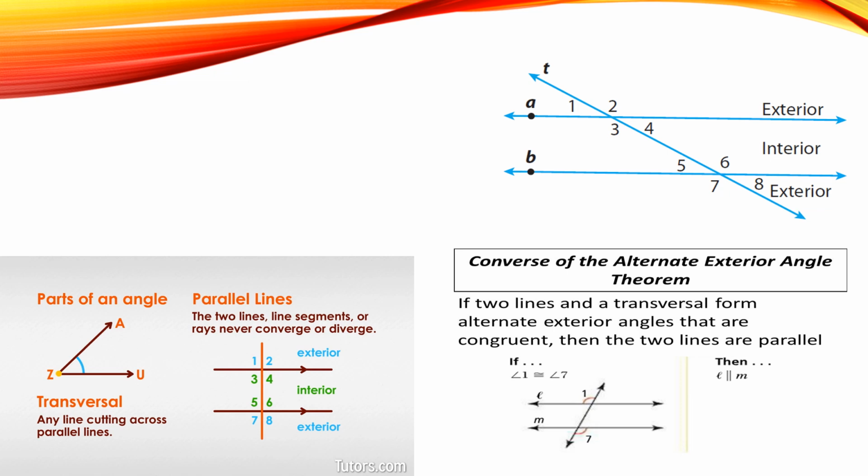Converse of the alternate exterior angle theorem. If two lines and a transversal form alternate exterior angles that are congruent, then the two lines are parallel. That is angle 1 to angle 7.